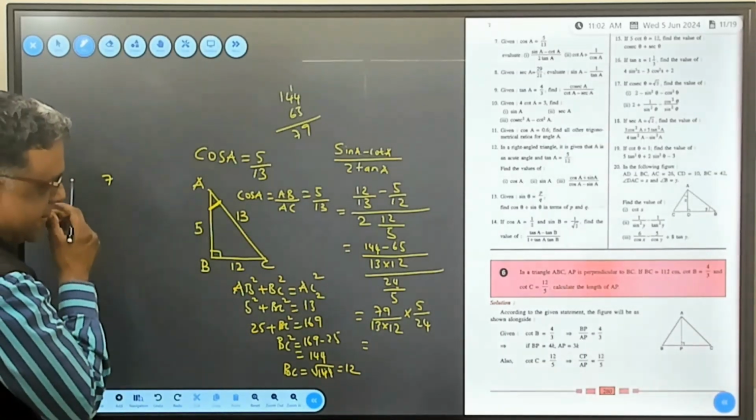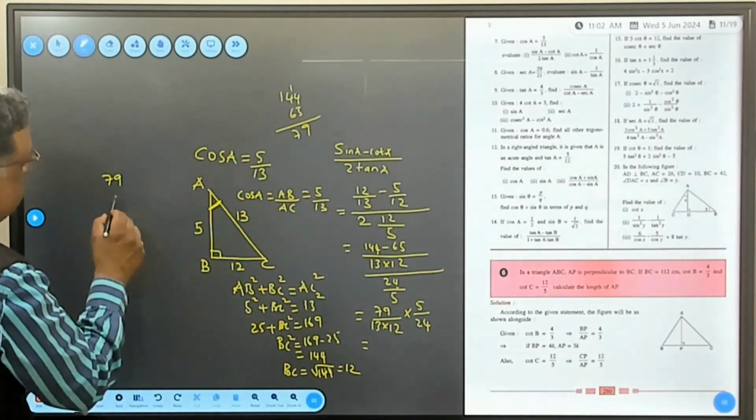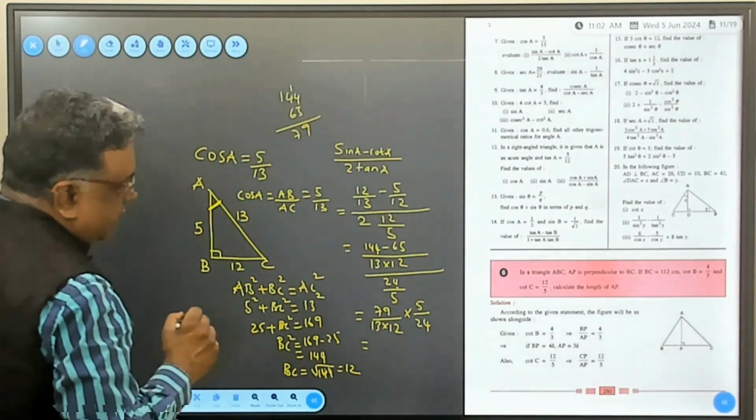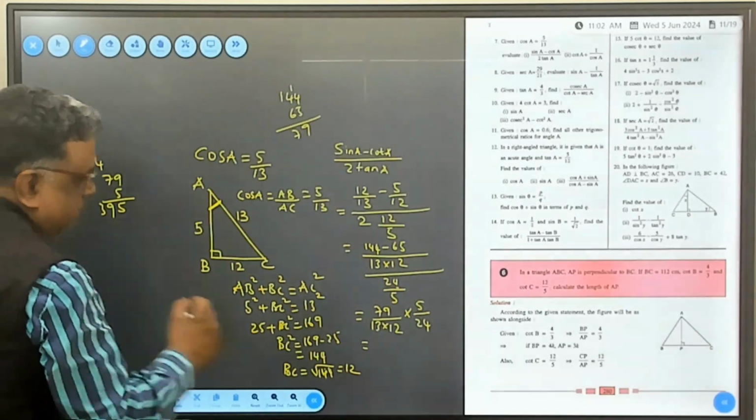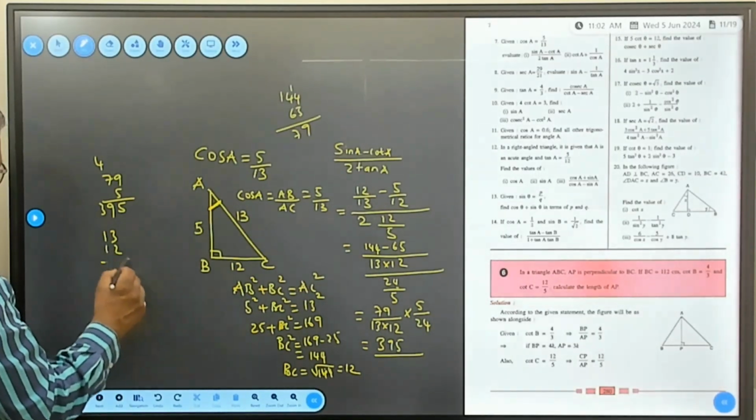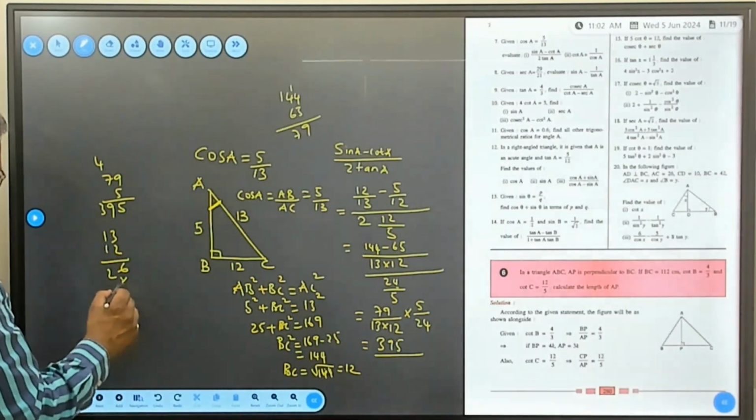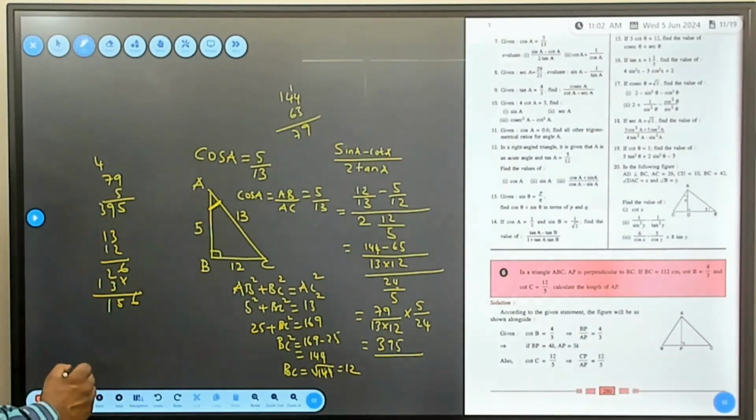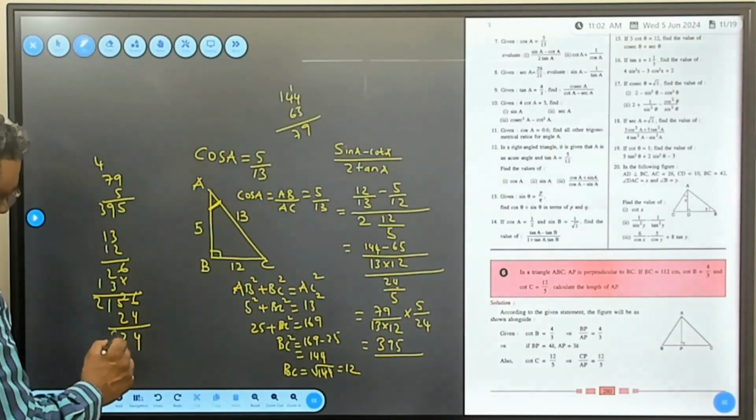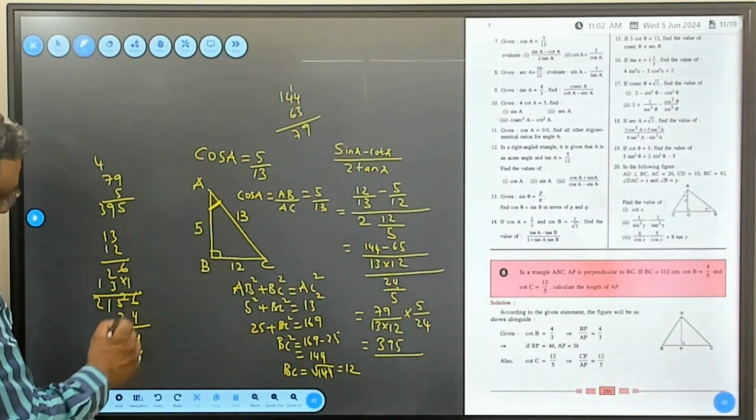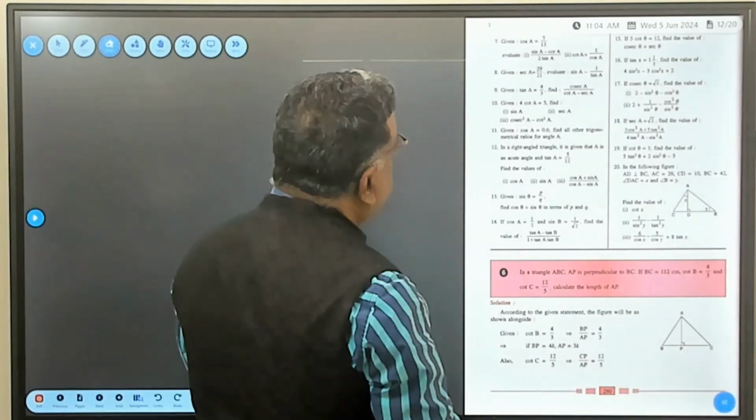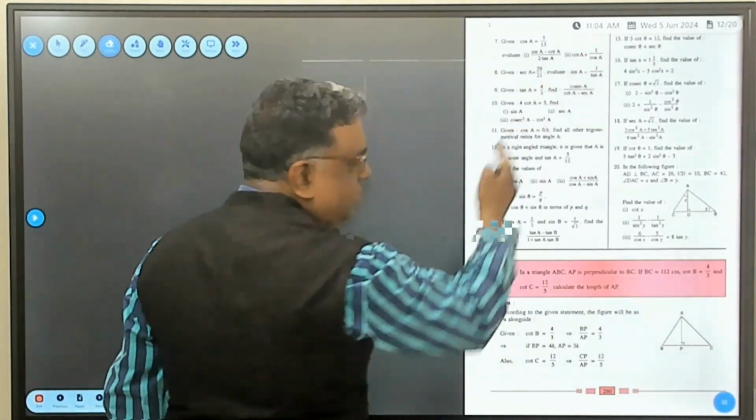So 79 into 5, that is 395. And 13 into 12 is 156, and 156 into 24 is 3744. So similarly, you can find cot A plus 1 upon cos A also.